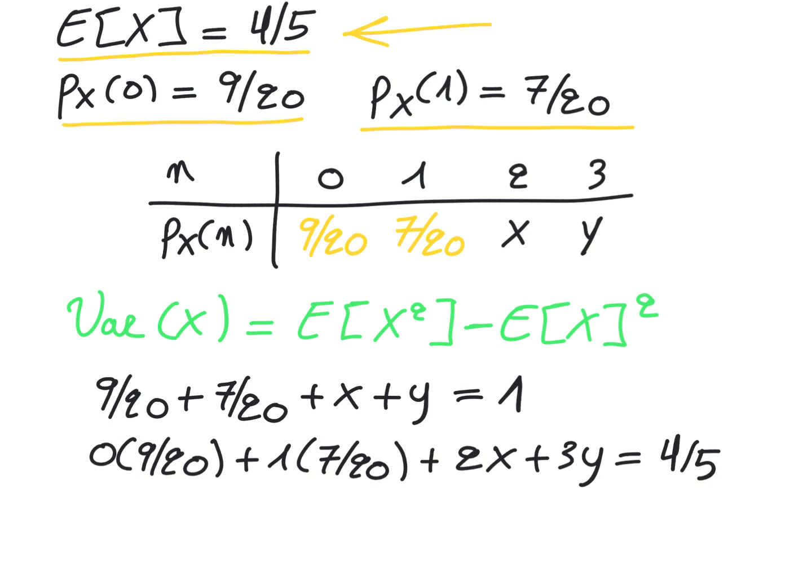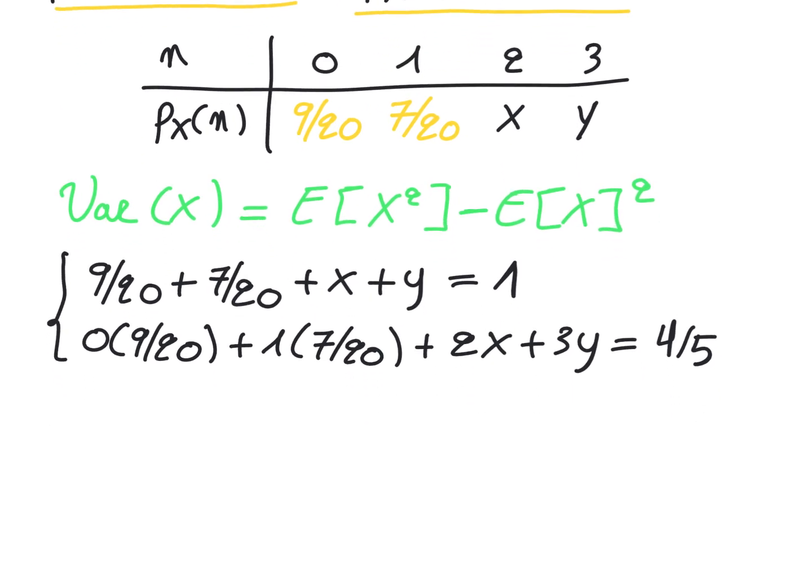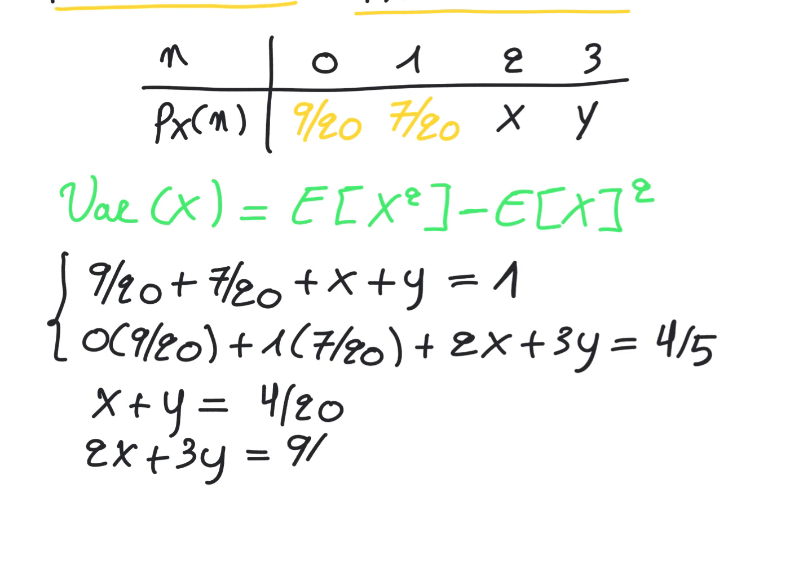What you see here on the left-hand side of the equation is simply the definition of the expectation of a discrete variable. So you see that we end up with a system of equations, two equations and two variables. So that is something that we can solve. And in fact, if you rewrite these two equations, you will find that the first equation tells us that x plus y equals 4 over 20. And the second equation, if we rewrite all the fractions with a denominator 20, then we find that 2x plus 3y equals 9 over 20.